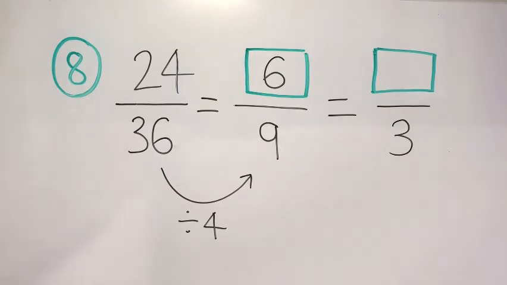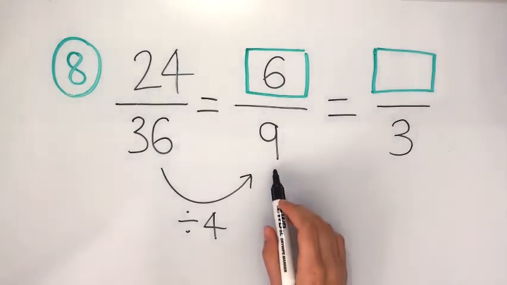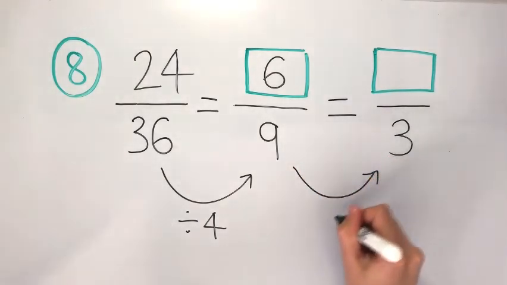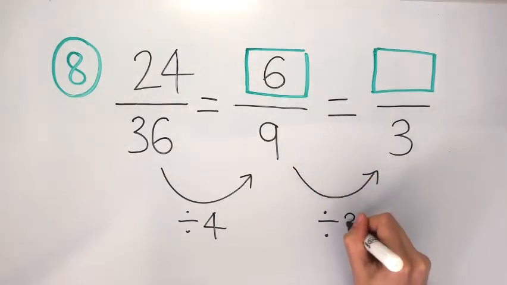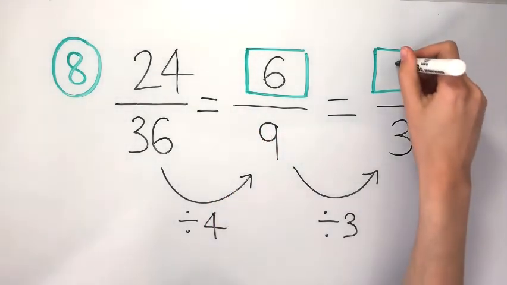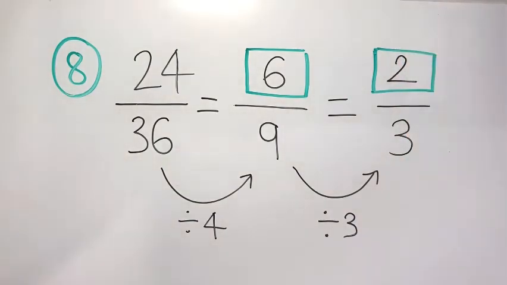Now for the next one. To get from 9 to 3, we have divided by 3. So 6 divided by 3 gives us 2. And they are our answers. 24 over 36 equals 6 over 9 equals 2 over 3.